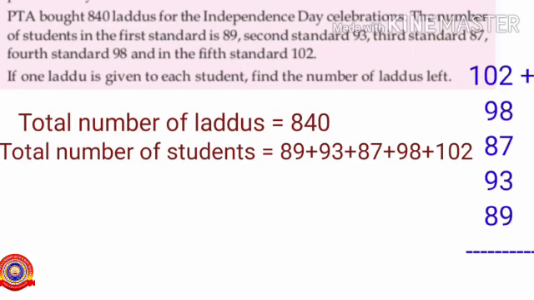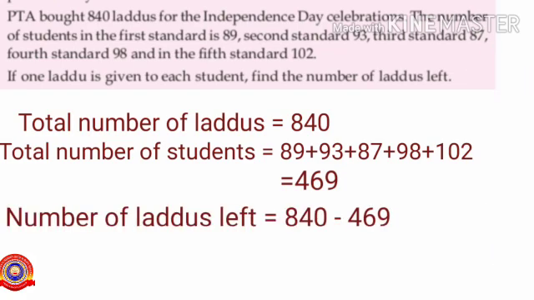8 plus 2, 10. 10 plus 7, 17. 17 plus 3, 20. 20 plus 9, 29. Write 9 here to carry over. 9 plus 2, 11. 11 plus 8, 19. 19 plus 9, 28. 28 plus 8, 36. Write 6 here, 3 carry over. 3 plus 1, 4. So, total number of students 469. Next, we have to find number of laddus left.